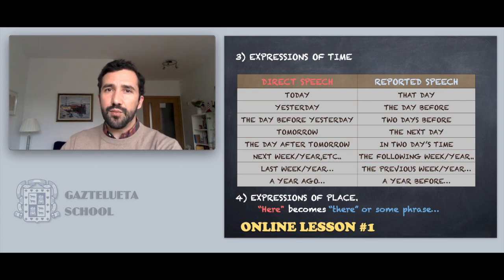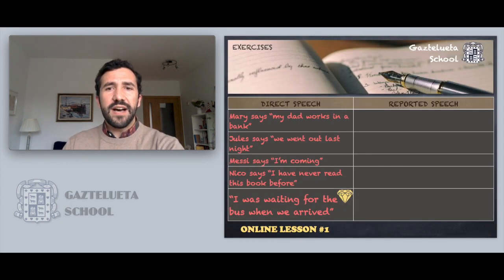Now it's time to practice. We have a few exercises, 5 sentences. The last one, the one with a yellow diamond, is the most difficult one. You know that I like to challenge my students, so I'm going to give you 5 minutes to complete this chart with reported speech. Meanwhile, you can pause the video, and you can do the sentences in your notebook.